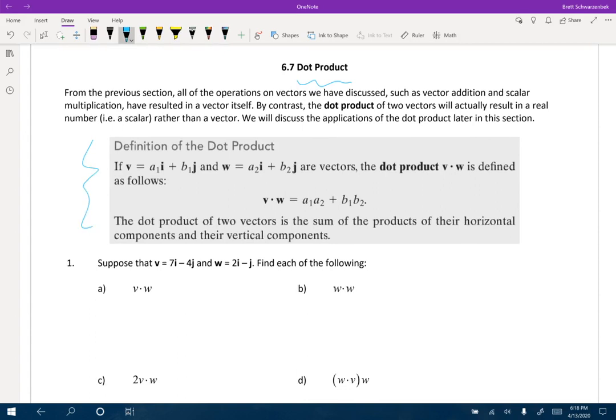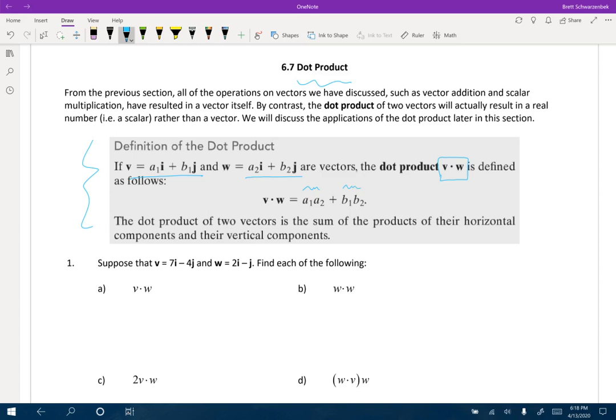So let's say that you're given that one vector v is a1i plus b1j, and another vector w is a2i plus b2j. If we want to find the dot product, which is represented by v dot w, again, not multiplication, but v dot w is defined as follows. It's a very simple operation in which you take the product of your two A components and the product of the two B components and you add them together.